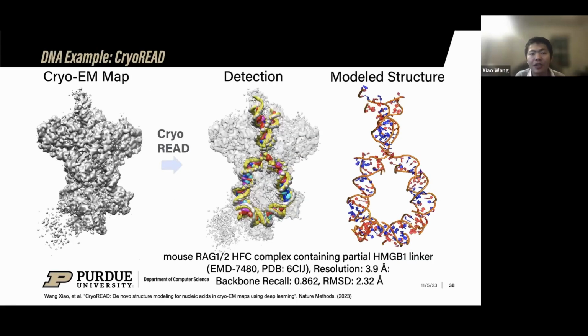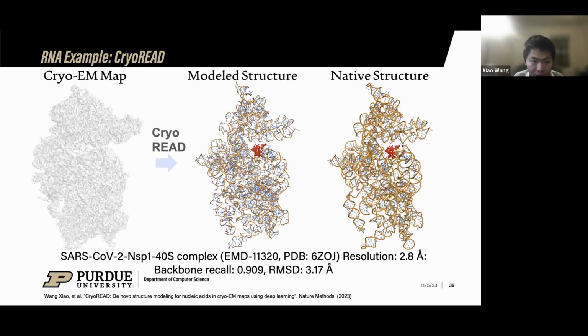Here I show some examples of CryoREAD. The first is a DNA example. When we take the EM map as input, CryoREAD can achieve very accurate sugar, phosphate, and base detection, as you can see in the middle. Based on that, we can build the full structures on the right. It achieved a backbone recall of 86.2%, which is very close to the ground truth structures.